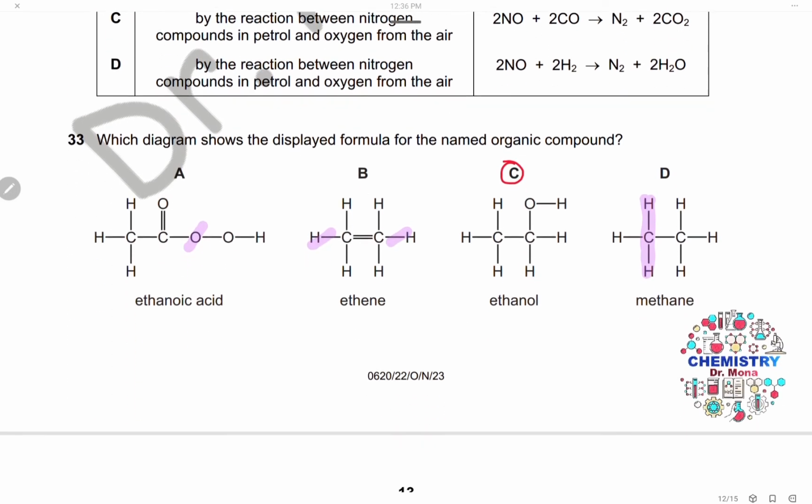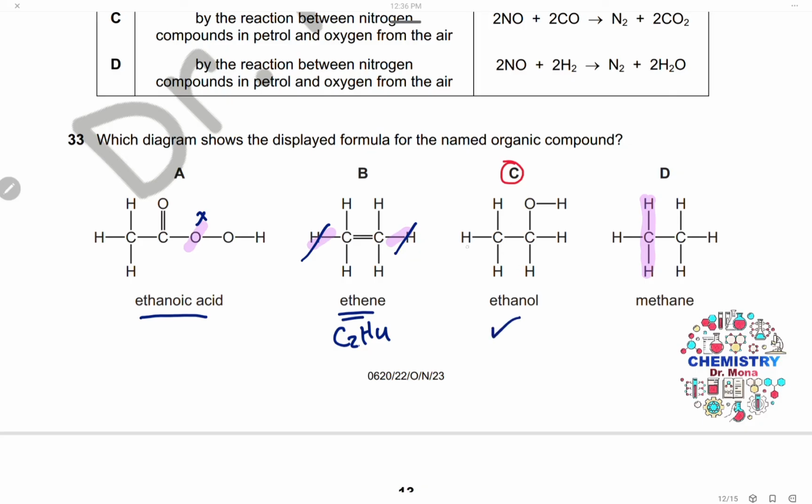Question 33. Which diagram shows the displayed formula of the named organic compound? So here, ethanoic acid, this oxygen is not correct, so this is not the formula of ethanoic acid. Here, ethene has the formula of C2H4, so these two hydrogens are not present. Here, ethanol, this is the correct formula of ethanol.